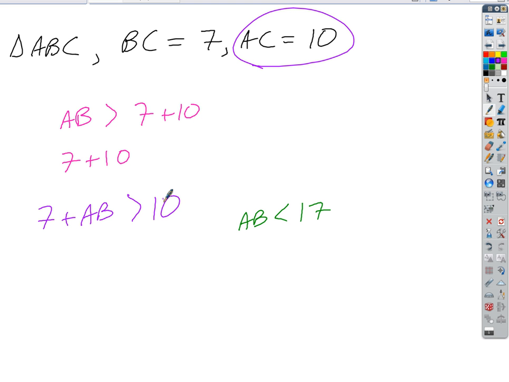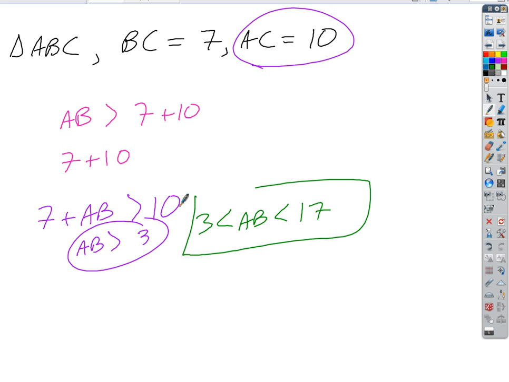Okay, so what do we do to solve for AB there? Subtract 7, right? So if I subtract 7 from both sides, we just get AB is greater than what? 3. So there's the other part of the limit, right? That's the lower limit. So then on the other side, we're going to say AB is greater than 3, and so that's our compound inequality, isn't it? All the values between 3 and 17 would work. Other ones would not. Does that make sense?